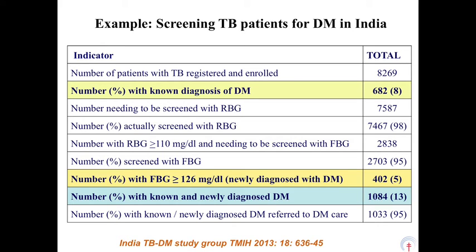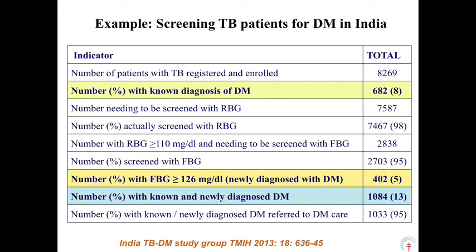So let me give you, again, going back to India, we ran this in the routine health services. It was about 60 health centers, about 6, 7, 8 hospitals over an 8-month period. So 8,000 TB patients registered during this time. You can see that 8% of them said, yeah, I already have diabetes. I'm known to have diabetes. I'm on treatment. And the rest needing to be screened. And in contrast to the other way, this worked quite well.